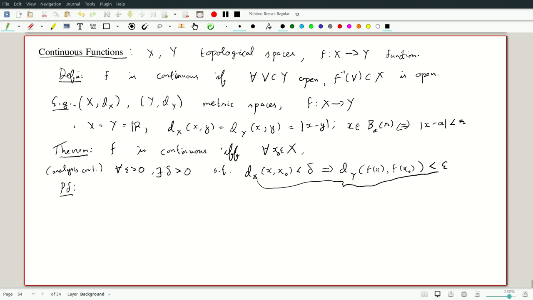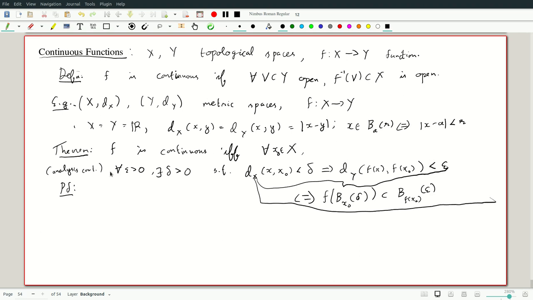So this part is equivalent to saying that if I look at the ball around the point x0 of radius delta and look at its image, it's contained in the ball around f of x0 of radius epsilon. And you can write this in terms of inverse images too. So this is equivalent to this. Okay, so we'll use this in a slightly more convenient way.